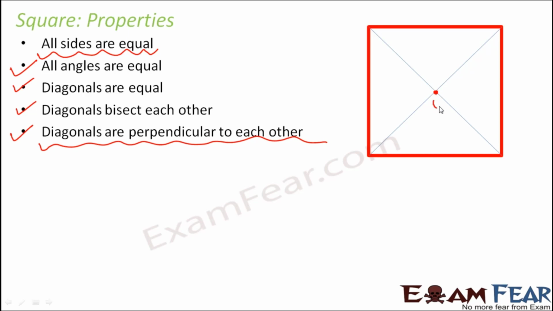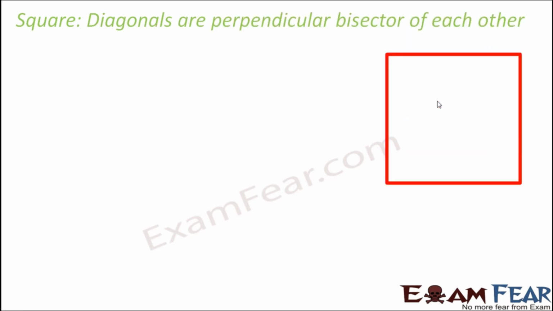That means, let's say this is the diagonal, so the diagonal bisected definitely. So this part is equal to this part. At the same time, this angle is 90 degrees. So these angles are 90 degrees. So that's again a special property of a square. So let us try to prove this special property, that let's see how diagonals are perpendicular bisectors of each other.